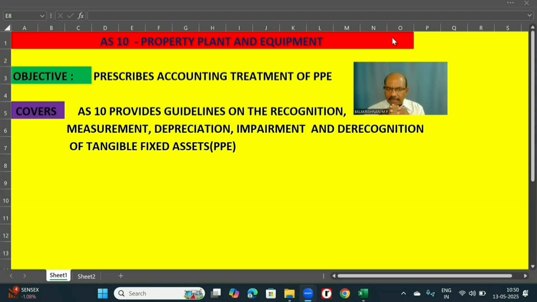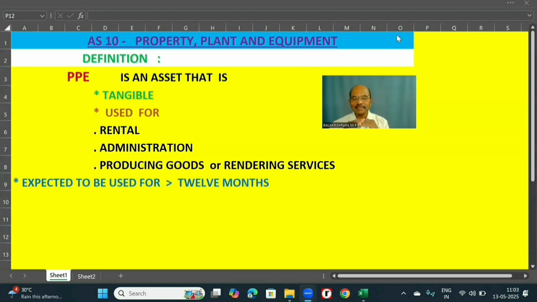The standard discusses whether expenditure incurred should be capitalized as PPE or charged to the P&L statement. Further, AS10 provides guidelines on the recognition, measurement, depreciation, and impairment of tangible fixed assets. Well, as far as intangible fixed assets are concerned, we have Standard 26. For an item to qualify as property, plant, and equipment, it has to fulfill the definition criteria. So let's examine the definition criteria.